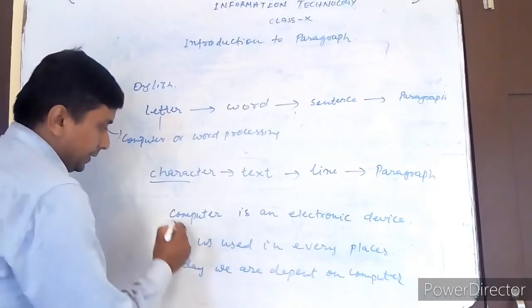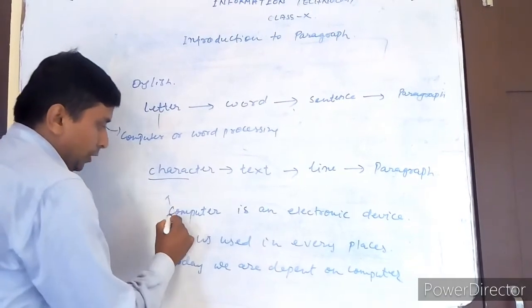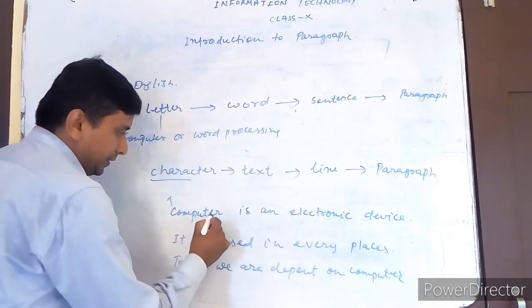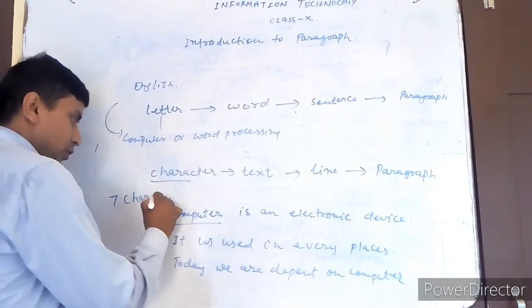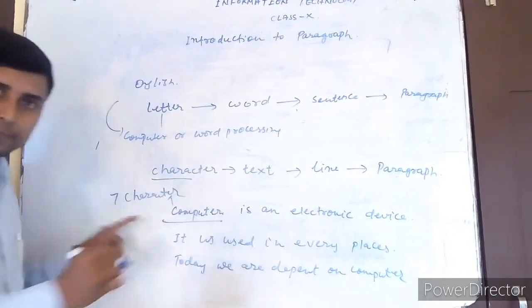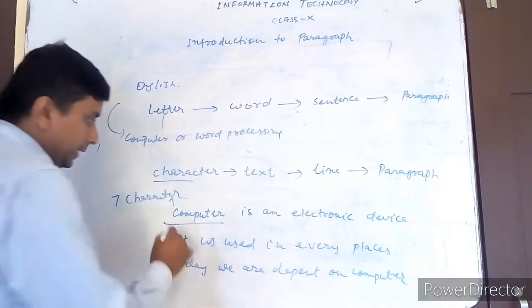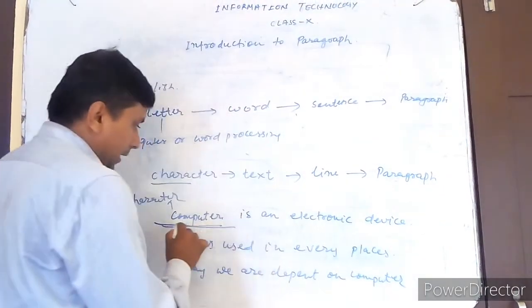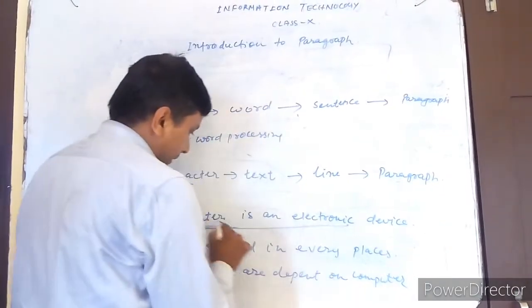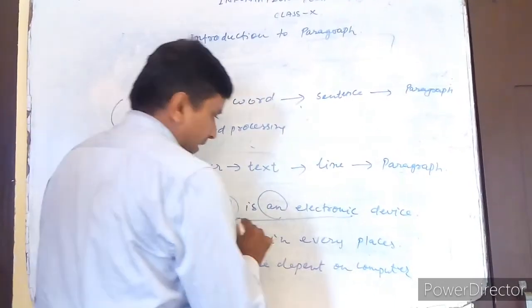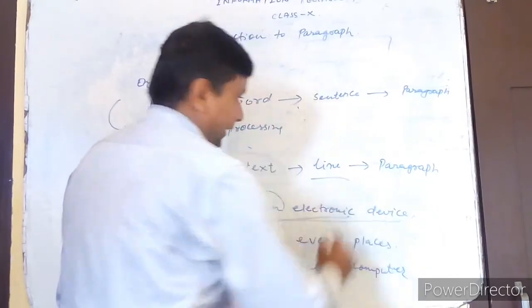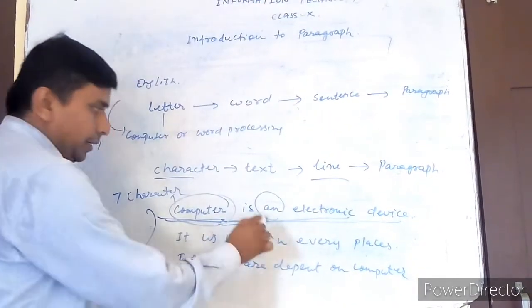Students, here see 1, 2, 3, 4, 5, 6, 7. Computer contains 7 characters. Okay, 7 characters, and these are all individually different. It is a text, and it forms a line, and all the lines form a paragraph.